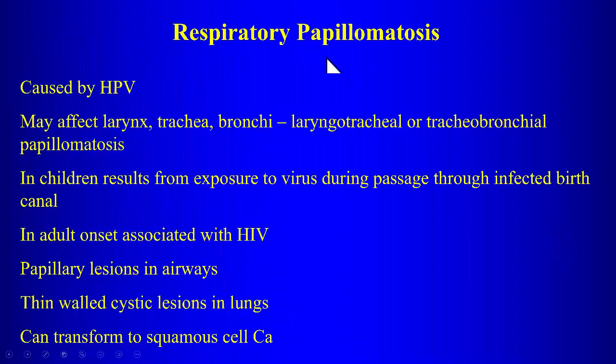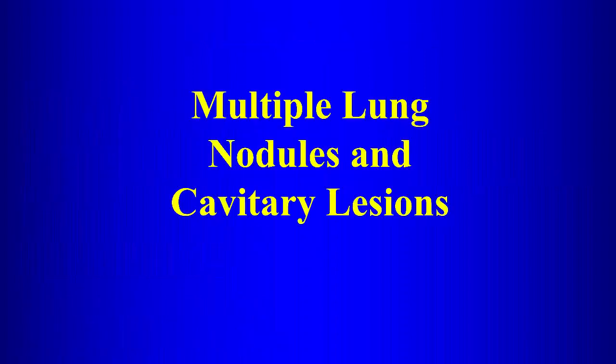So, respiratory papillomatosis caused by HPV used to be more common in children, from exposure to the virus during passage through the infected birth canal, but now we see it in adults with HIV. So these patients can develop these papillary lesions in the airway, thin-walled cystic lesions in the lung, and then over time they can transform into squamous cell cancer. So that is the complication of these lesions.